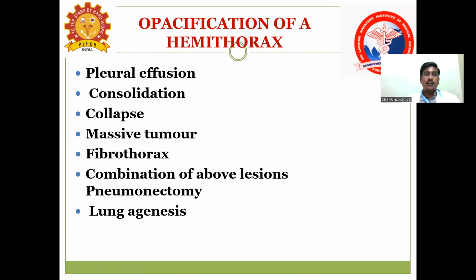Then finally we will see what all the pathologies are. We will divide the pathologies into opacity, that means the pathologies which cause white, opaque areas, and the pathologies which result in lucent areas, that means making the lung more dark. Opacities cause opacification of the hemithorax, making white areas. These are the common pathologies. Commonly pleural effusion, consolidation, collapse, any massive tumor, fibrothorax, pneumonectomy, lung agenesis, everything will be seen as opaque pathology.